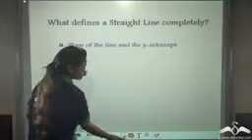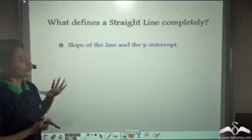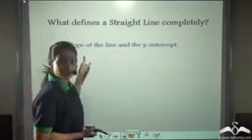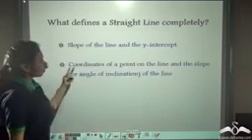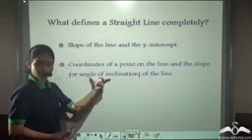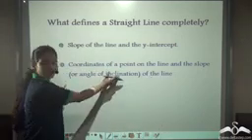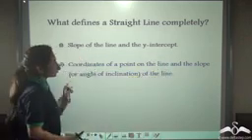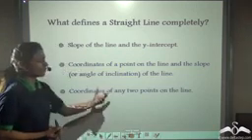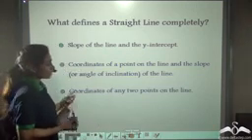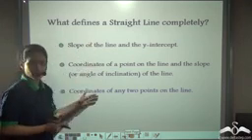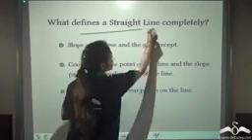So what did we see? We saw that what defines a straight line completely is the slope of the line and the y-intercept. The first example, coordinates of a point on the line and slope of the line, or angle of inclination you can say, because if the angle of inclination is given, you can find out the slope. So our second example proved this. And coordinates of any 2 points on the line. So that means if I give you any 2 coordinates, you can obviously define a line. So these 3 informations can help us to define a straight line.